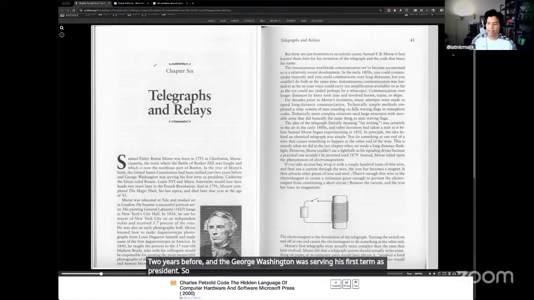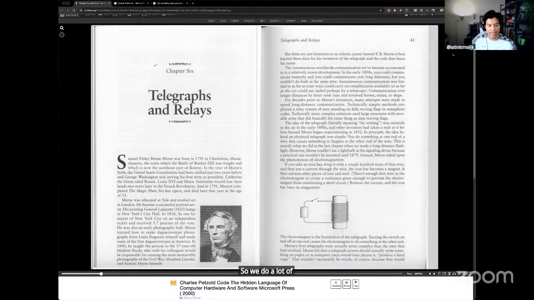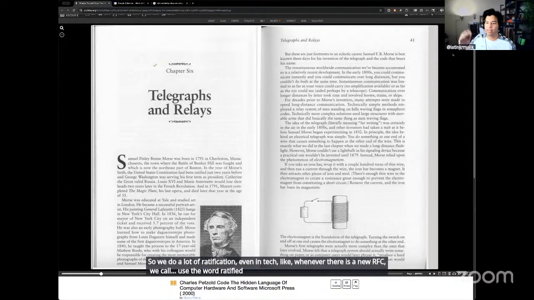So, ratified is nothing but a word for that. A group of people got together, and there was a consensus that this should be our constitution. So, we do a lot of ratification even in tech. Like whenever there is a new RFC, we use the word ratified. Let's ratify this with the team.